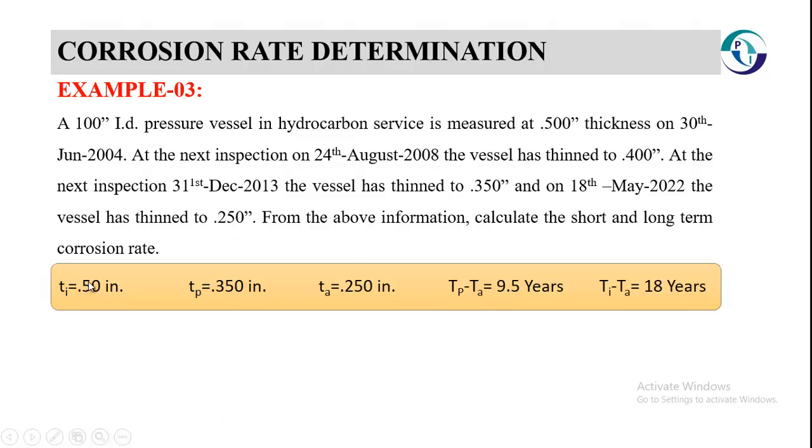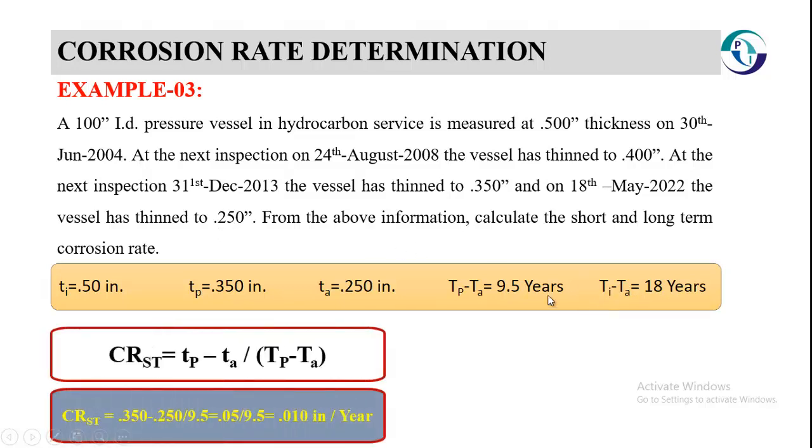Here are the values. TI is 0.50 inches, TP is 0.35 inches, TA is 0.250 inches. When we calculate, the time interval between the previous and actual thickness is 9.5 years. When you deduct 31st December 2013 from 18th May 2022, it will be 9.5 years. And from the initial to the last inspection, the time interval is 18 years.